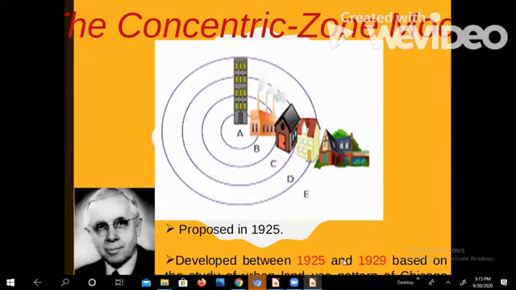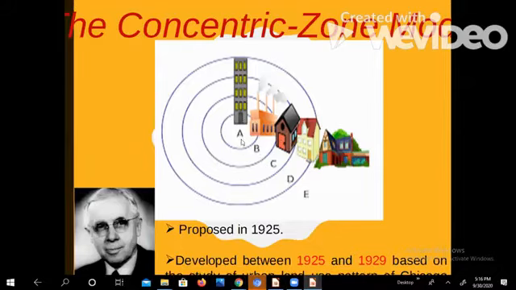Since this concentric zone model was propounded by Burgess, it is also known as the Burgess model. As you are seeing over here, there are various circles which go by the name of A, B, C, D, E, or 1, 2, 3, 4, 5. This model is called concentric zone model because the various locations are defined in the form of concentric rings.